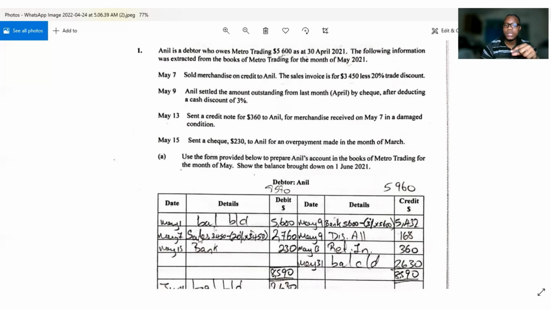However, we are going to calculate it to show how much money Anil should pay. So for the sales, how you calculate it, I just put it there. 3,450 minus 20% of 3,450. 20% of 3,450, I think it should be, let me just do the calculation quickly.